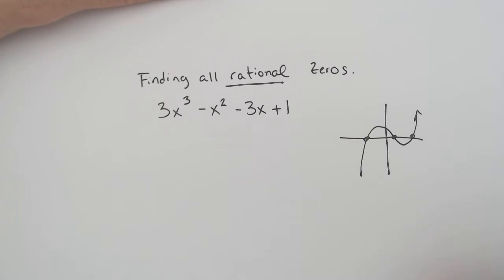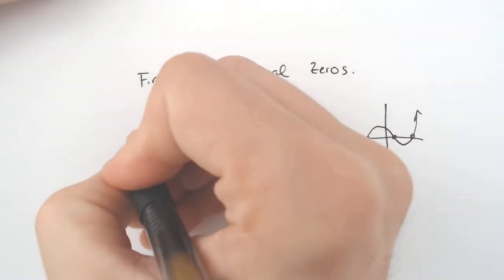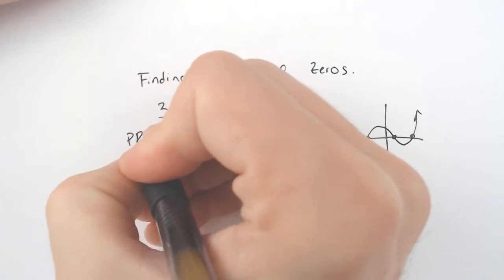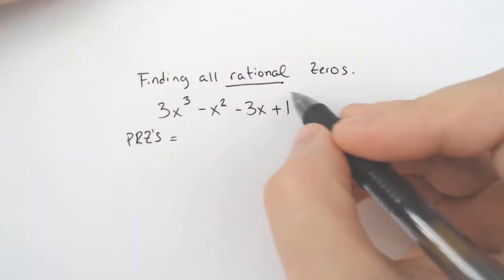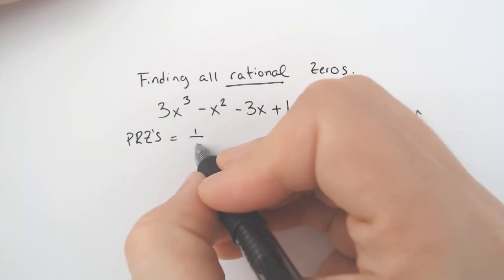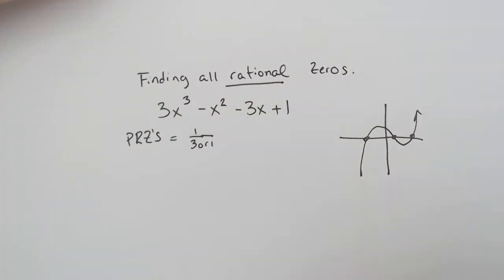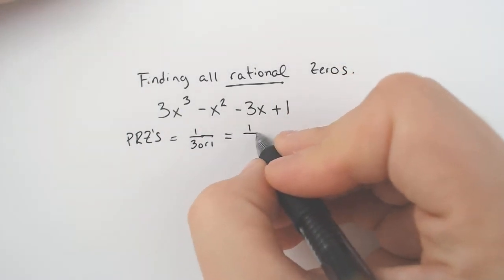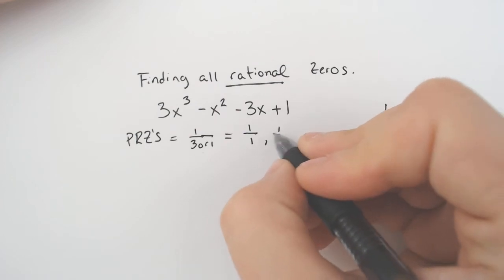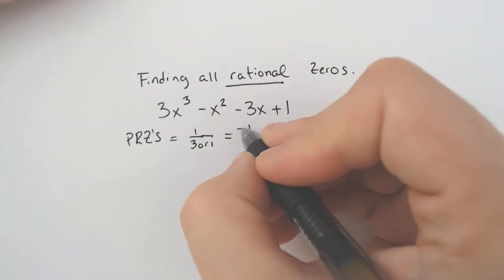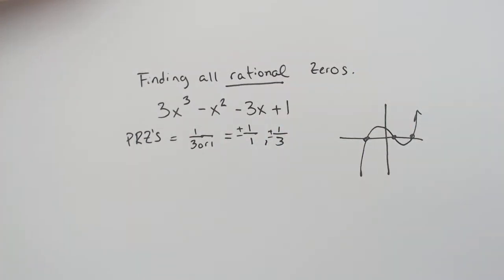But if you don't, what you would need to do is start guessing and checking using synthetic division, but you would start with your possibilities, which would be the factors of 1, which is just 1, divided by the factors of 3, which would be 3 or 1. Okay, so we essentially have a possibility of 1 over 1 or 1 over 3. That's the only possibilities. They could either be positive or negative.